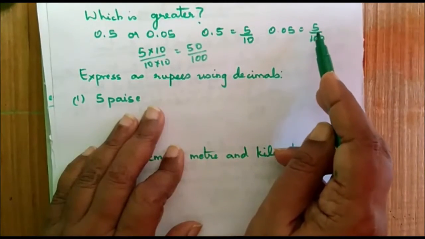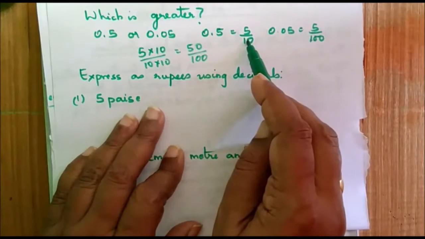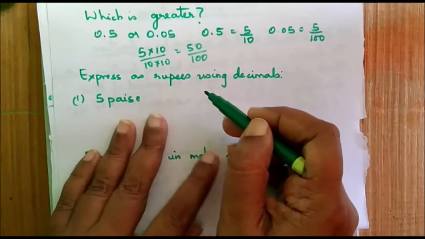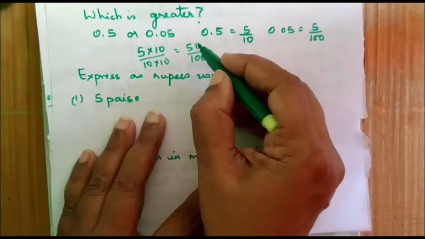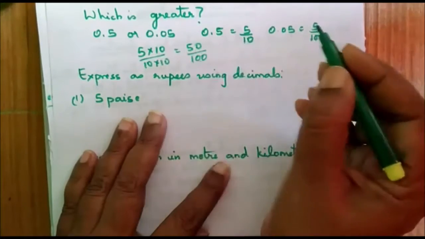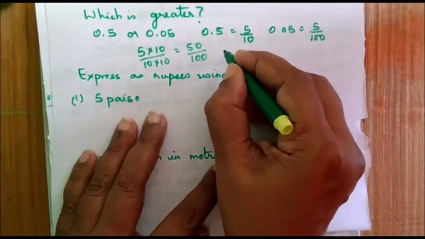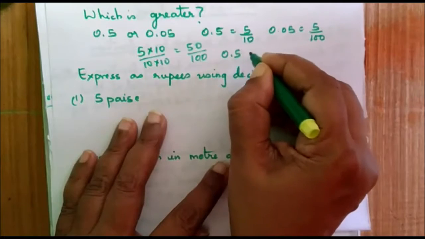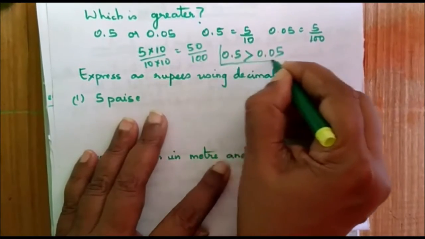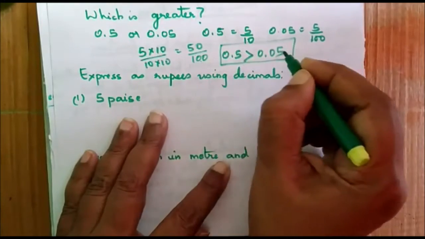Here we have it as 5 by 100. So if I convert this also into 100, I will be able to tell which is greater. So is 50 by 100 greater or is 5 by 100 greater? 50 by 100 is greater. Therefore 0.5 is greater than 0.05. I hope all of you understood this.